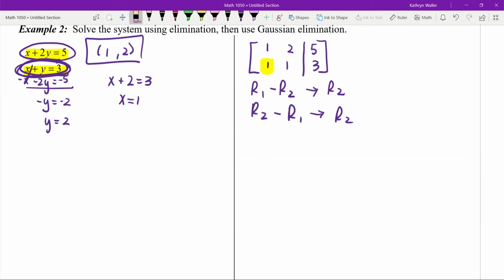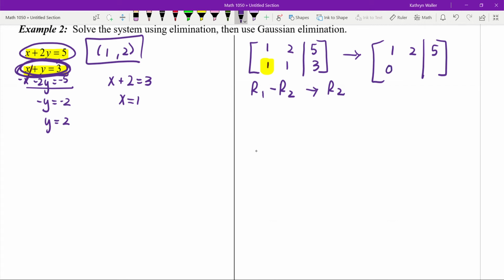Okay, so don't write the bottom one. Let's just do the top one. Okay, so see how it becomes my new row 2? That tells me my row 1 doesn't change. So the first thing I do is I write down what doesn't change. And then I follow my formula. So row 1 minus row 2 is 1 minus 1, which is a 0. 2 minus 1 is a 1, and 5 minus 3 is a 2.